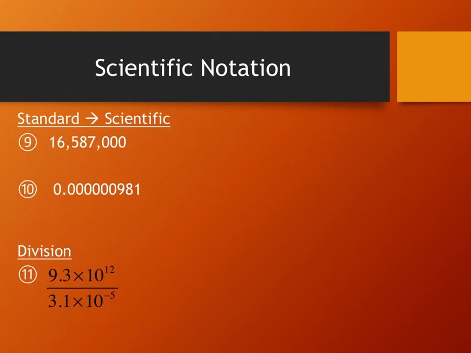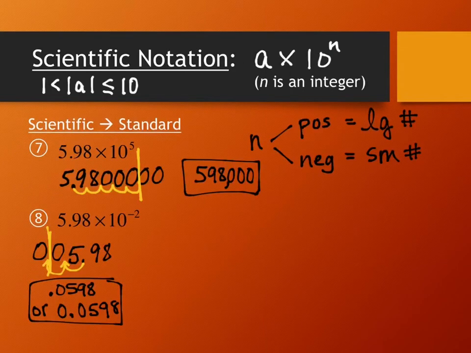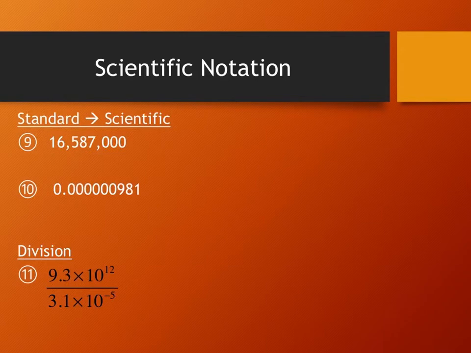So taking a look at standard to scientific, look back over here at the value A. The value A is supposed to be a number basically between 1 and 10, right? So looking at the numbers here, I have 16,587,000. Where would the decimal place need to be in order for the digit that I'm expressing to be between 1 and 10? Between the 1 and the 6. So the decimal point should be right here.